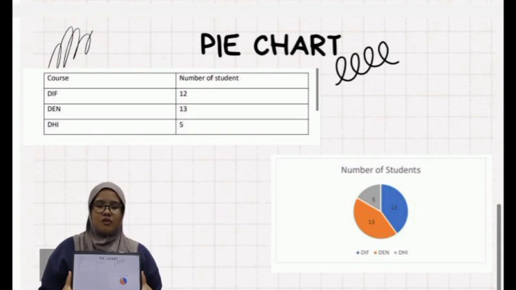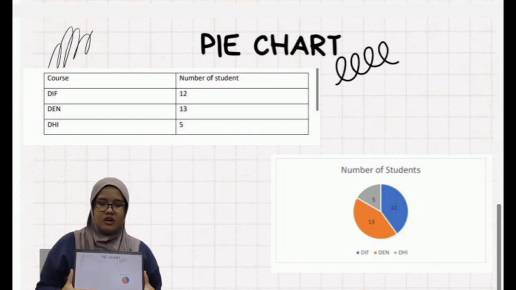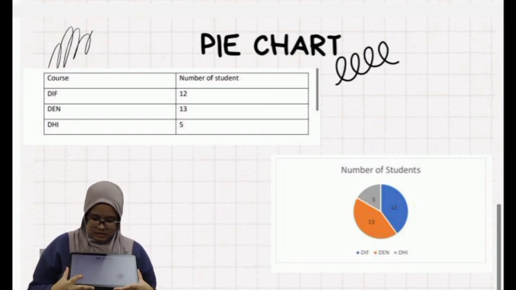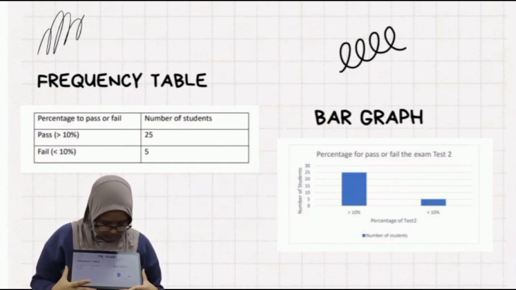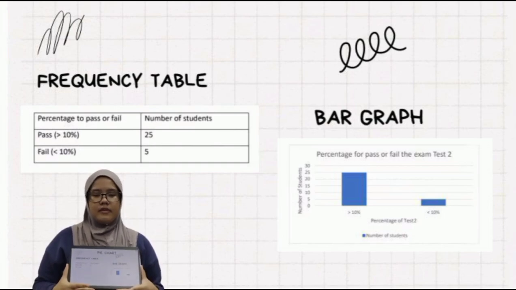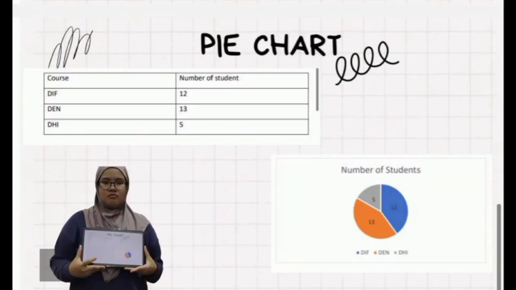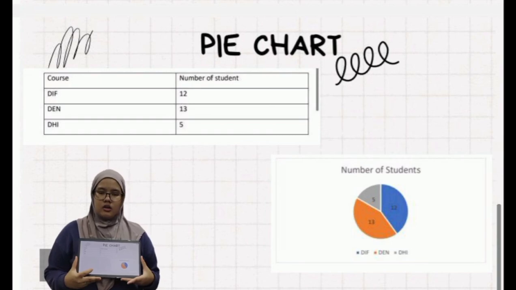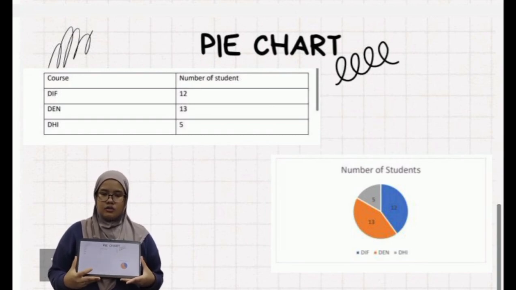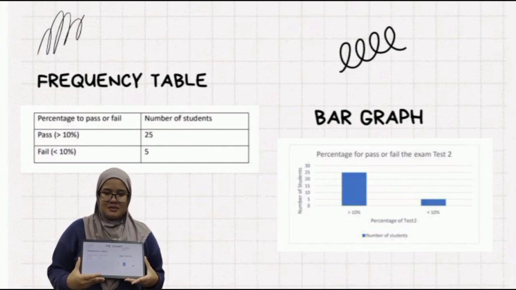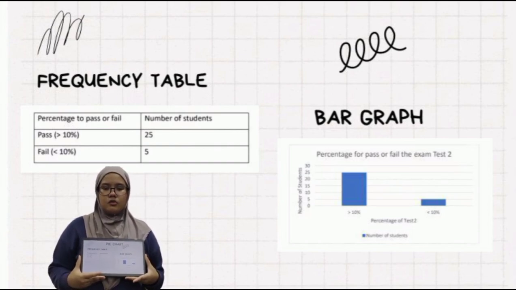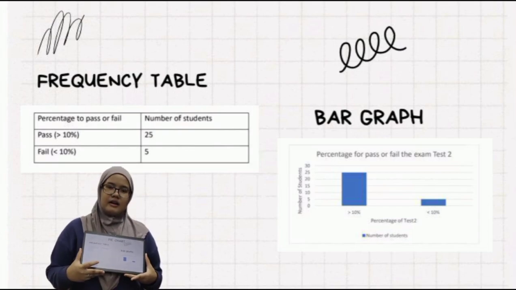Two types of quality data. For the first one, number of students in different courses that take test 2 business mathematics in SEM1. The second one, number of students that pass or fail in test 2. For the number of students, we use pie chart to represent the data. For the number of students pass or fail, we use bar graph.